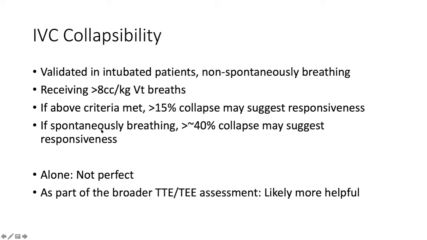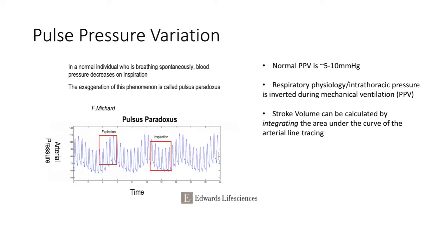But in spontaneously breathing patients where instead of a positive pressure breath, a negative pressure breath is what's generated, obviously your IVC collapsibility is going to be much greater. So the threshold for volume responsiveness is closer to about 40%. Alone, it is not perfect, but as part of a broader echo assessment, it is probably a very nice adjunct, another data point, certainly something that you could trend, but as a single shot in time, maybe less useful. So what about pulse pressure or stroke volume variation?